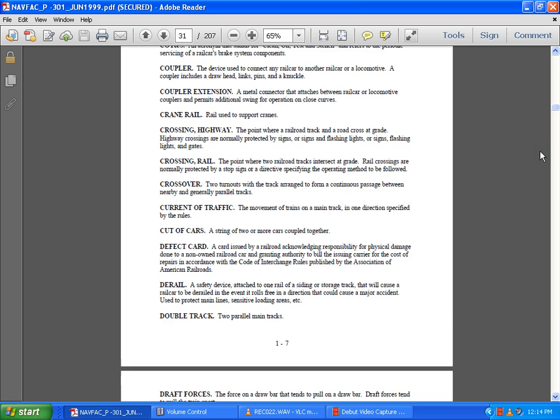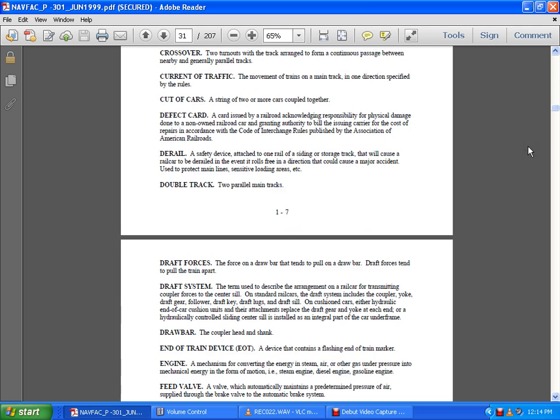The derail is a safety device attached to one side of the siding and storage track that will cause the railway car to derail in the event of cars rolling free in a direction that could cause a major accident. It is used to protect the main lines, in sensitive load areas, and on double track, two parallel main tracks. Draft force is the pulling force on the drawbar.